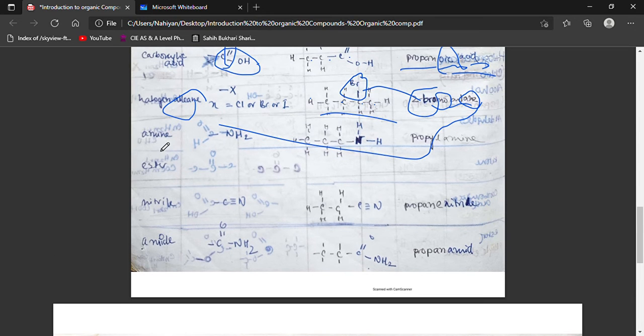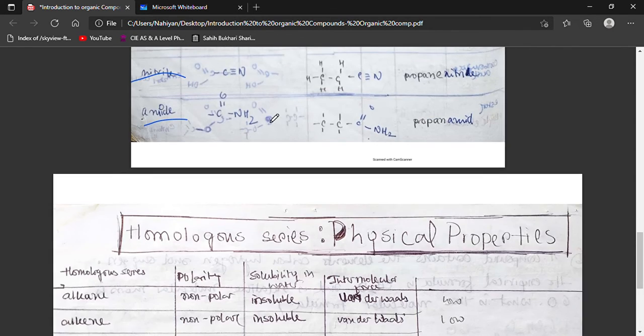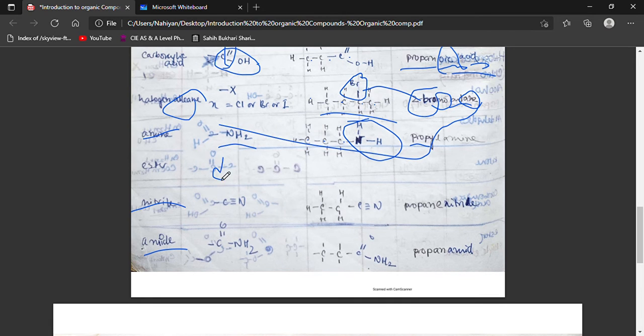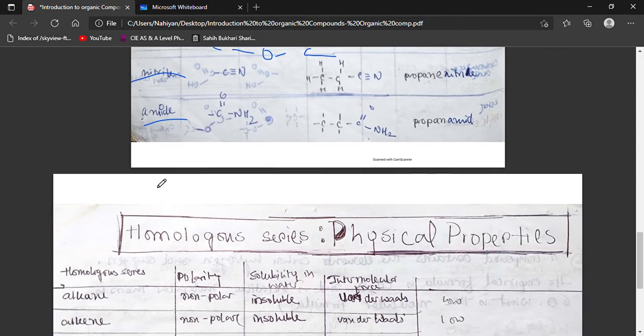And similarly, you can have amine and also nitrile and amide. So for amine, you need to have a functional group of NH2. So it is 1, 2, 3 carbons, so it is prop, and it is propylamine. And for ester, we have already seen that you must have a carbon double bonded to O, and again single bonded to O, and there is another chain. So we will look into esters later when we talk about carboxylic acid reacting with alcohol.